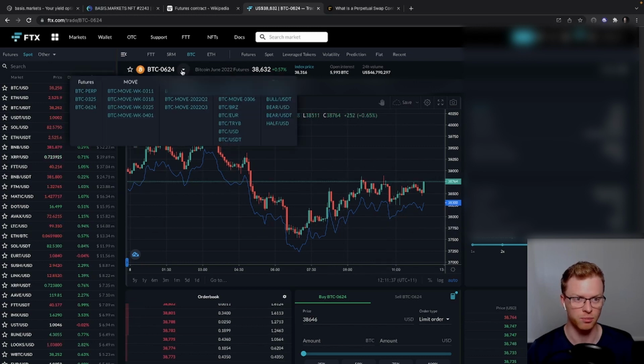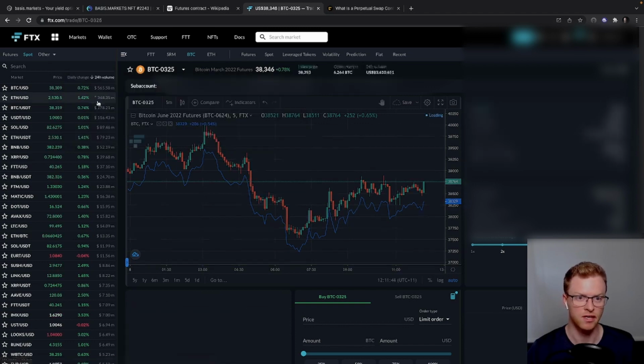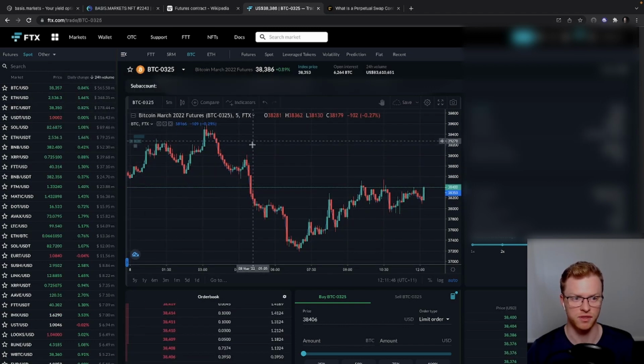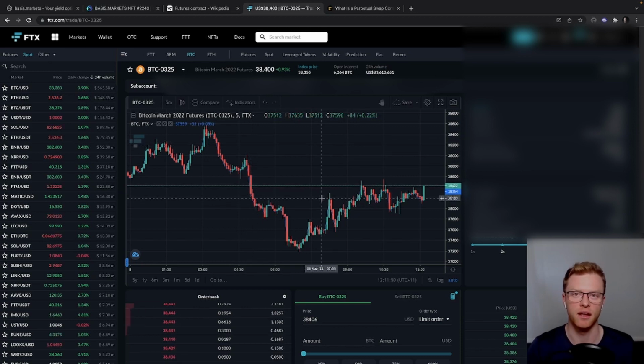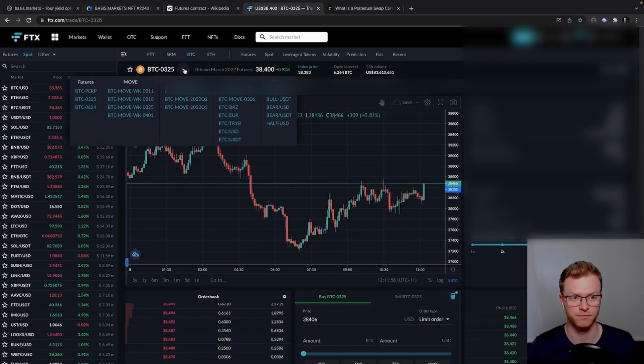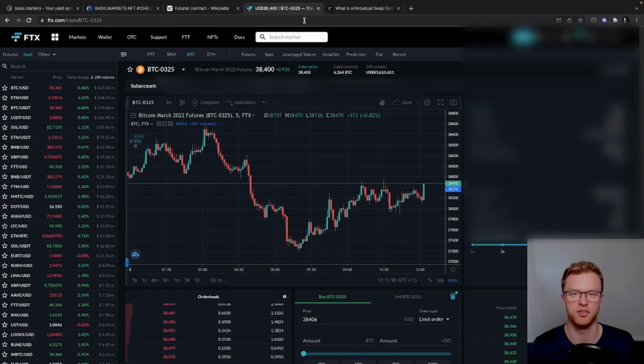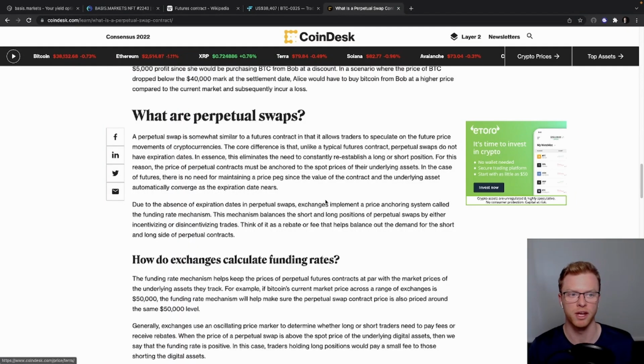So you've got BTC for June here. If we look at futures contracts, there's one that expires in March as well. So say we were long or short this contract, we'd have to close that out before expiry and then move our money into the new contract, which would be June. So you're constantly having to do that on expiration. But with perpetual contracts you don't need to do that.